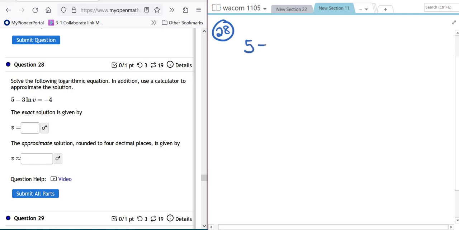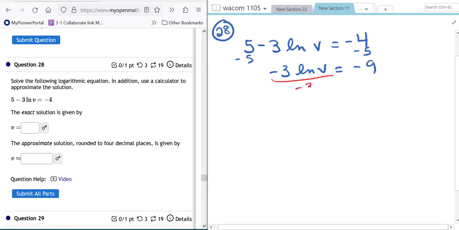So we have 5 minus 3 natural log of v equals negative 4. So we want to isolate this. So we're going to subtract 5. So we have negative 3 ln of v equals negative 9. Divide by negative 3. So we get ln of v equals 3.